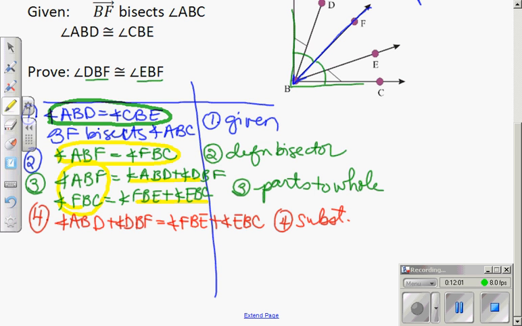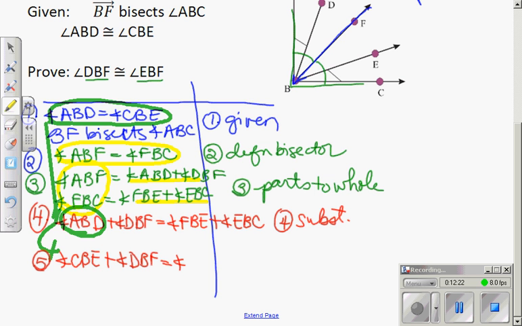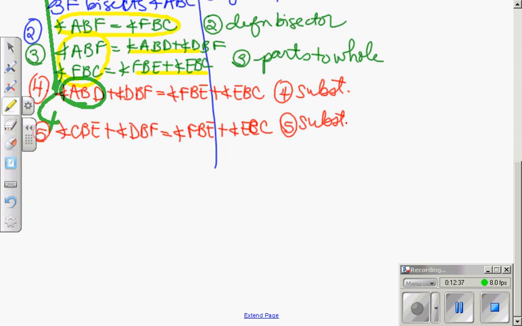Now I'm going to do another substitution. This piece of information says that those two angles are equal. That same information shows up right there. So I'm going to replace down to my next spot. And so instead of ABD, I'm going to write that angle CBE plus angle DBF is equal to angle FBE plus angle EBC. That is also by substitution.